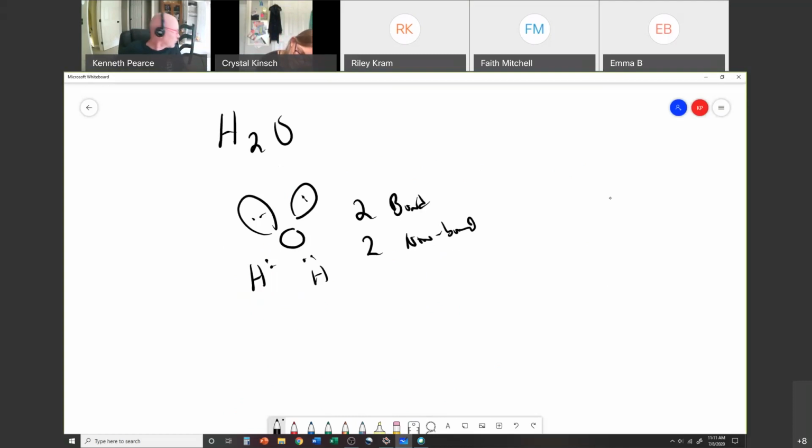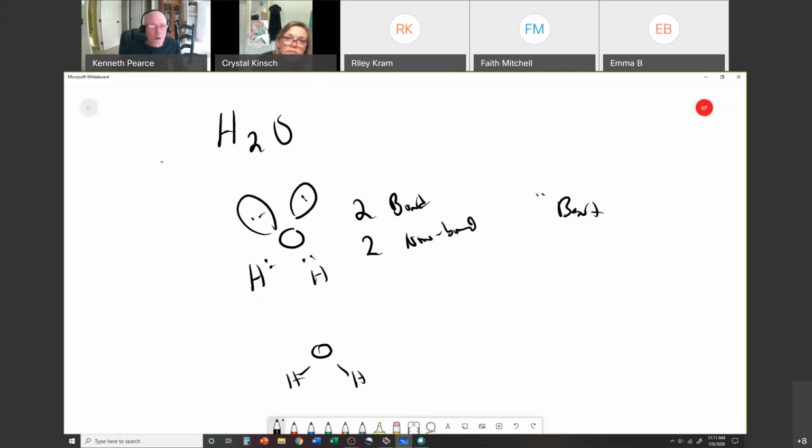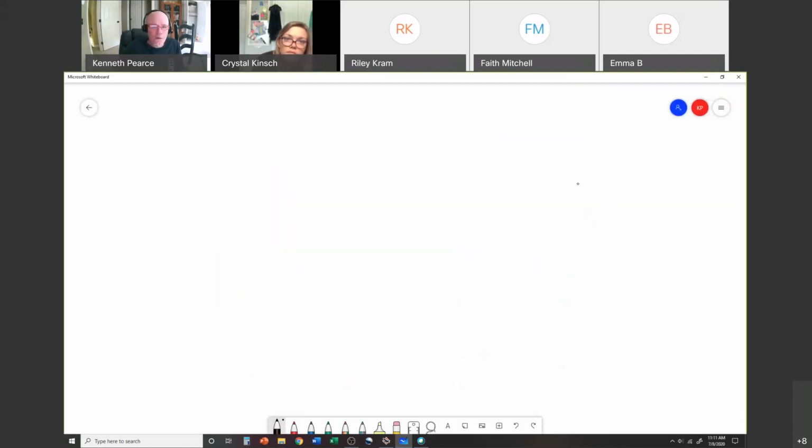We look on page 350, and we see 2 and 2. We look at our table, bonded, non-bonded, 2 and 2, and we see bent. And so this is bent. If we were to sketch this out, we would just draw it like this. We would say bent, HOH. You see? Okay.